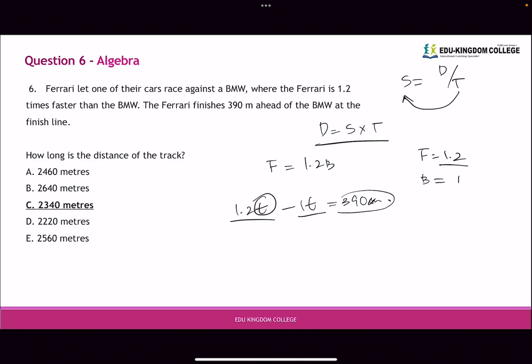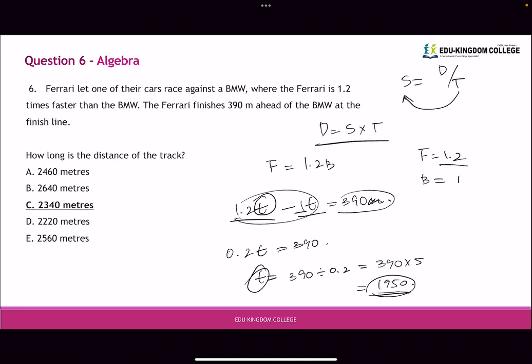Alright, let's remove the meters. And so 0.2t, if we subtract these two, equals 390 meters. So t equals, if we move this over, 390 divided by 0.2, which is the same as 390 times 5, which equals 1950. Now, this is how far the BMW travels. So we found t, or 1t, which is how far the BMW travels.